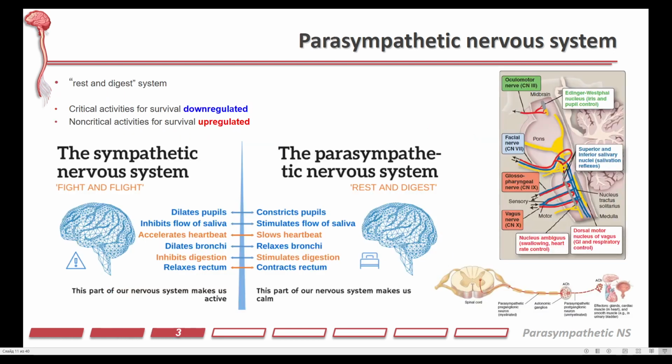Now the third question is about the parasympathetic nervous system. As we already mentioned, we have the cranial region. So here you can see the nuclei of the cranial nerves like oculomotor, then the facial, then the glossopharyngeal, and vagus. That's the main parasympathetic nerve, which gives innervation to most of the organs in the body. So this is the cranial origin. And also we have centers in the spinal cord. These are the sacral segments.